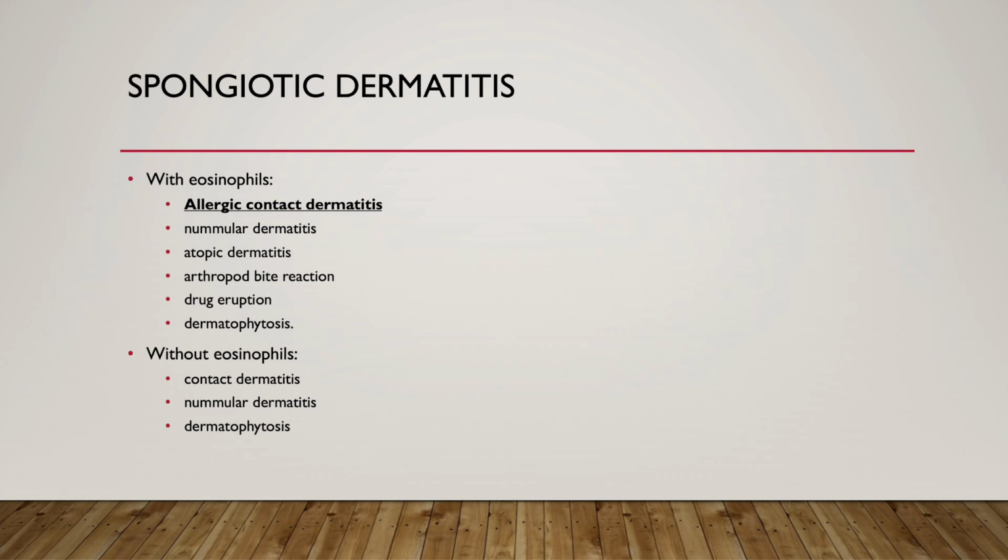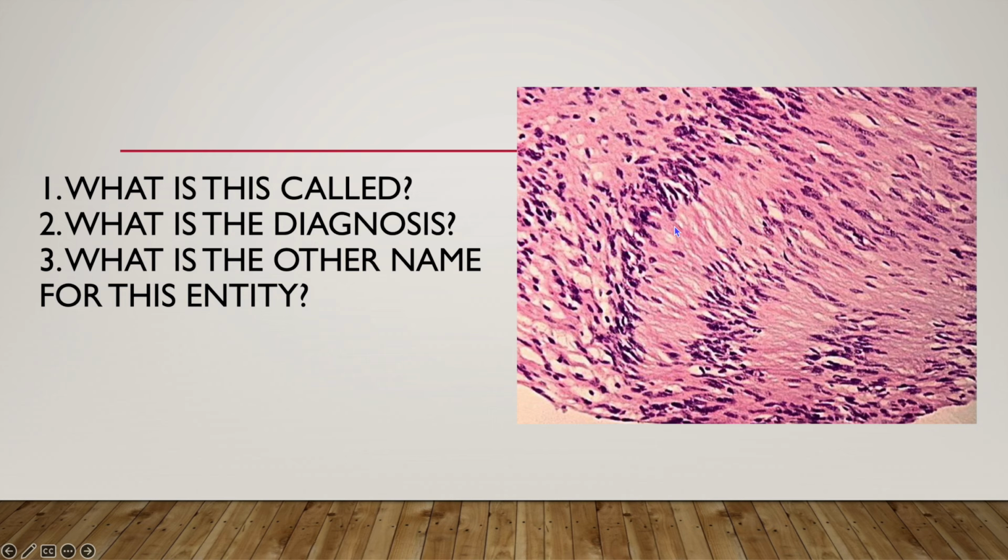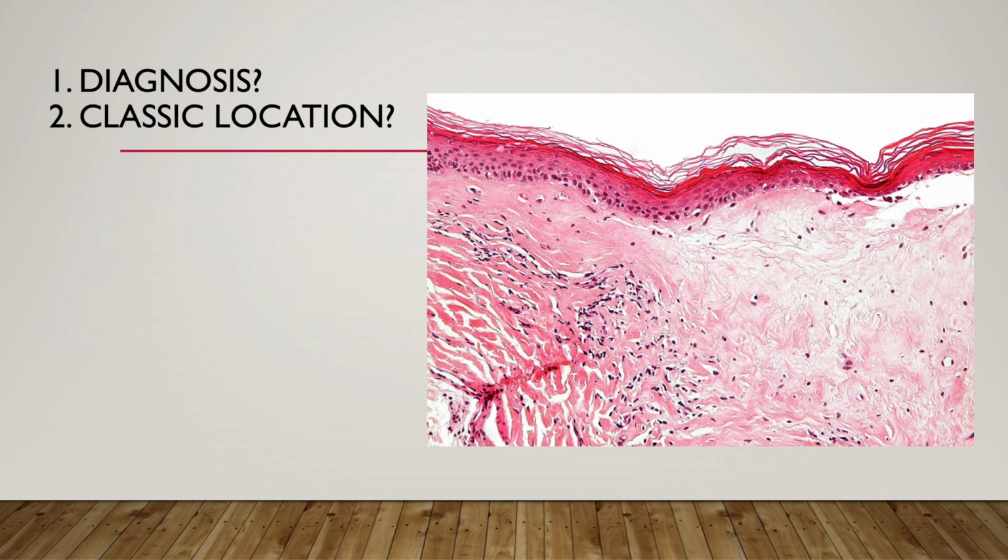So here we see these, what is this called? What is the diagnosis? What is the other name for this diagnosis? This is Verocay bodies. This is seen in the cellular region of a schwannoma, Antoni A. And the other name is neurilemmoma. So what is the diagnosis here? And what's the classic location?